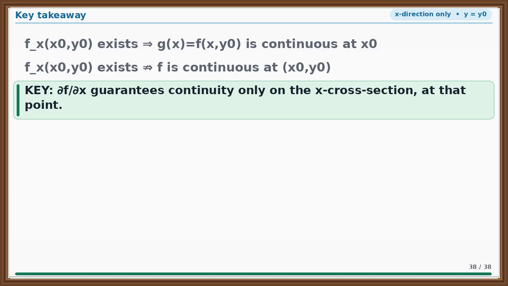The key takeaway is simple. Existence of the x partial derivative guarantees continuity only on the x direction cross-section. At the point where the derivative exists, it does not guarantee continuity of the full two-variable function. Always ask which variables were allowed to move.